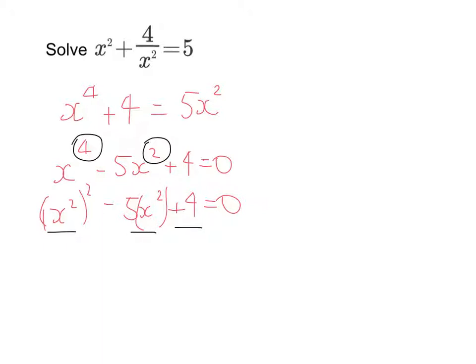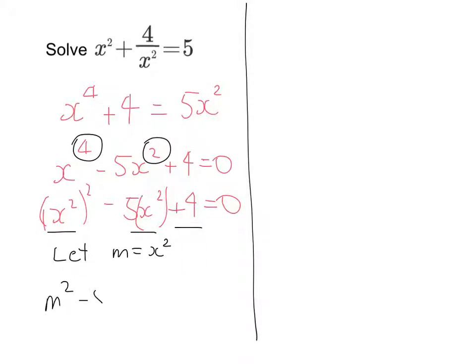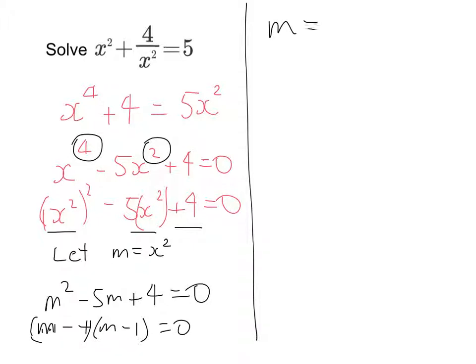Okay, so let's let m equals x squared. Could choose any letter. Done these sort of things before. So what I'll end up with is m squared minus 5m plus 4 equals 0. That factors: m minus 4, m minus 1. Okay, that's helpful. And what do I end up with? I end up with m equals 4 and m equals 1.